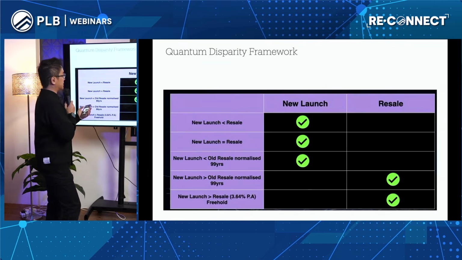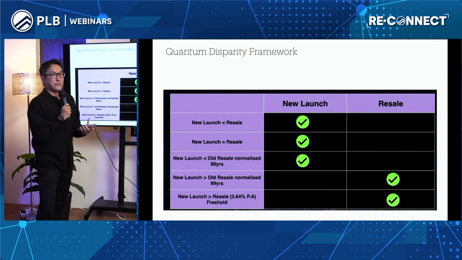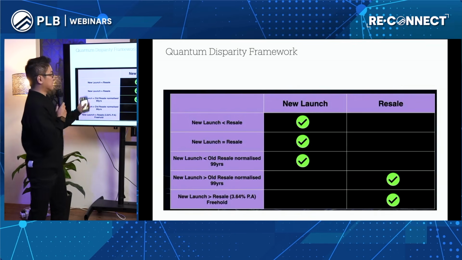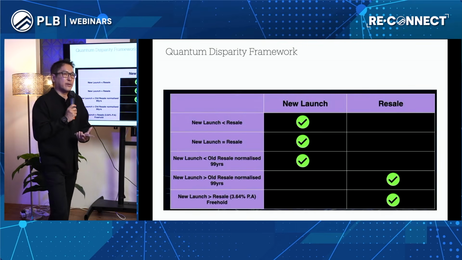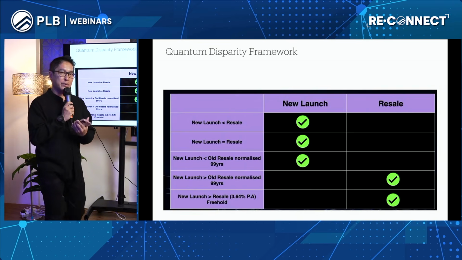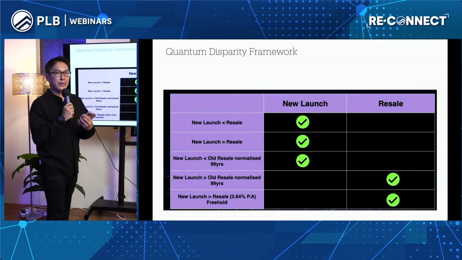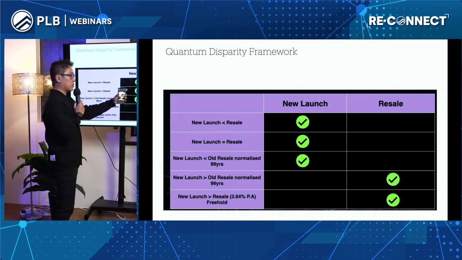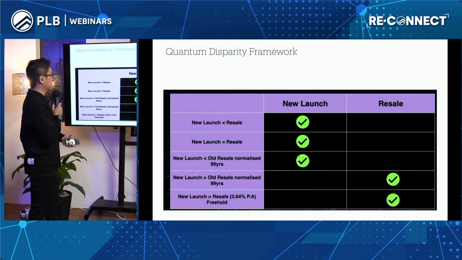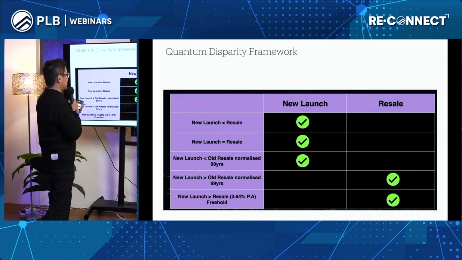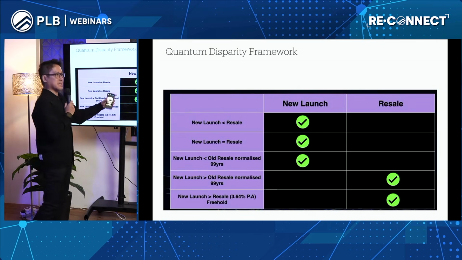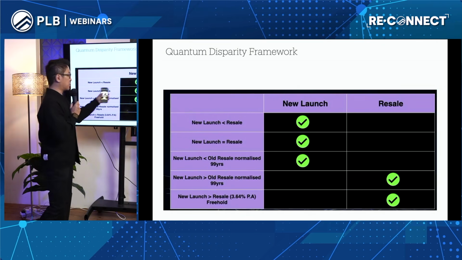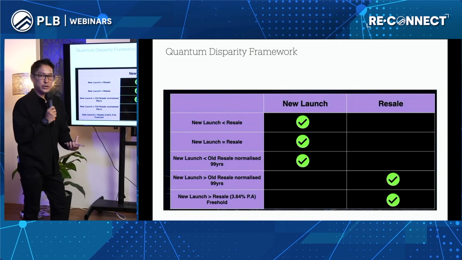Another thing is the quantum disparity framework that we have over here, which is new launch versus resale. As a buyer, sometimes you'll be thinking about what I should be buying to help grow my property portfolio, whether I should go into a new launch or a resale property. So this is a comparison of the price for a new launch and a resale. If they are equal, then perhaps a new launch is a better choice in terms of buying.